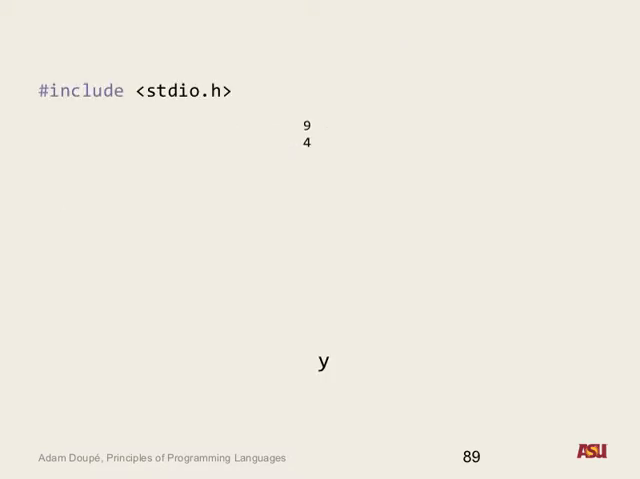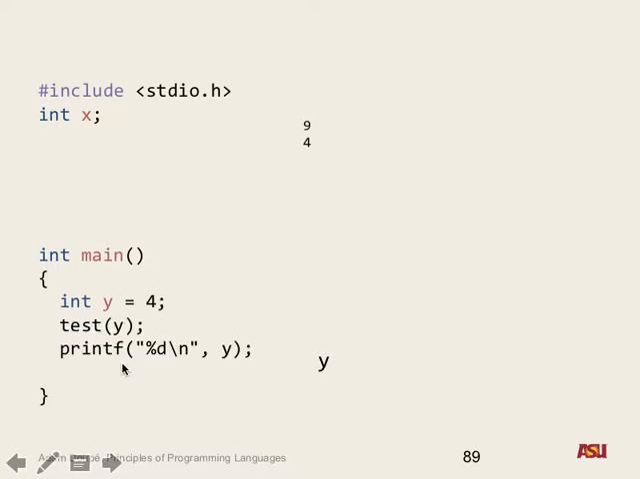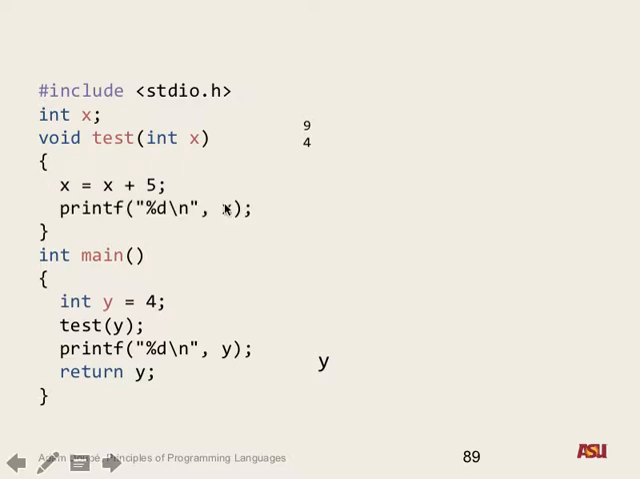So if we look at a very simple example, here we have a global variable x, we have a function int main, we have a local variable y equal to 4, we call test with y, we're going to print out the value of y, and we're going to return y. Here we have function test. Test is going to say x is equal to x plus 5, and it's going to print out the value of x. Right? So this x is equal to x plus 5, which x is this going to refer to?